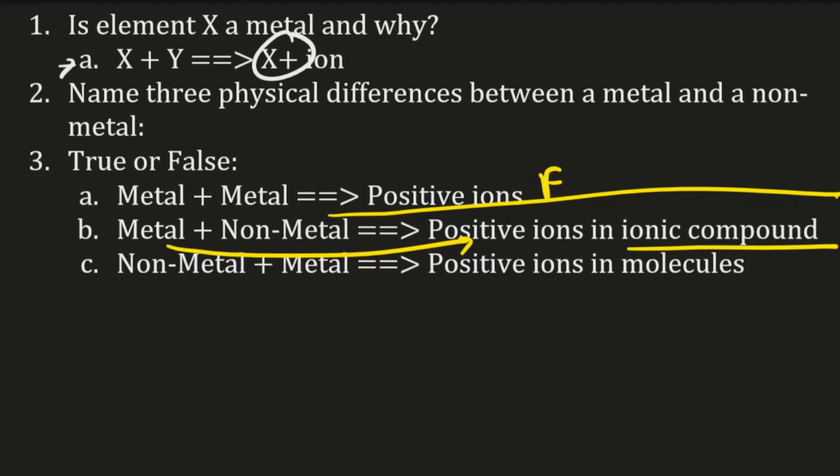And the last question then, non-metals plus metals react to form positive ions in molecules. So this is wrong. This doesn't make any sense. You can't have ions in molecules.